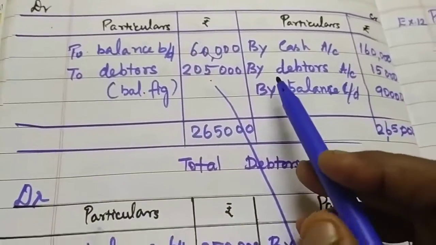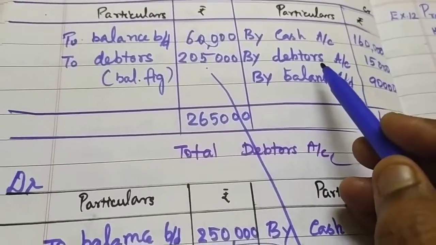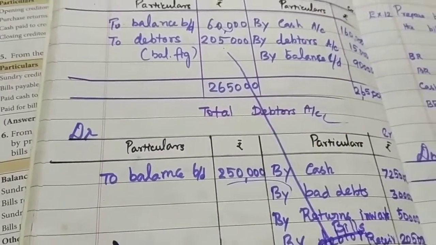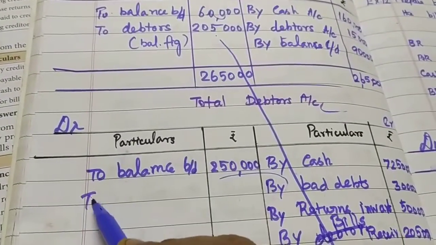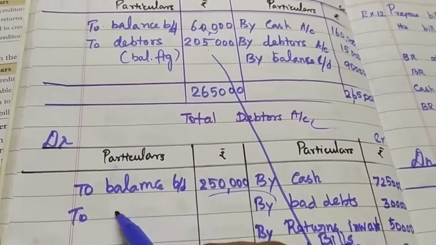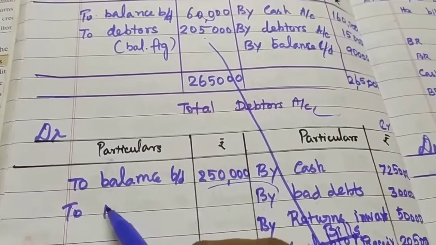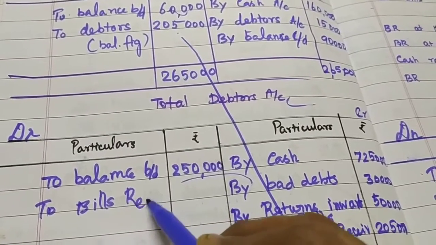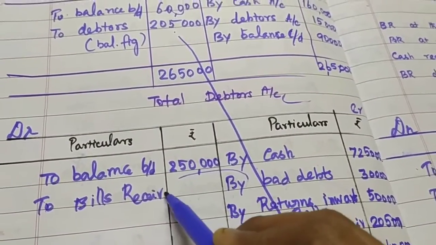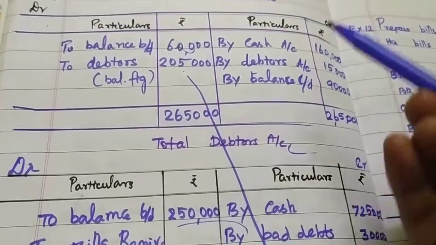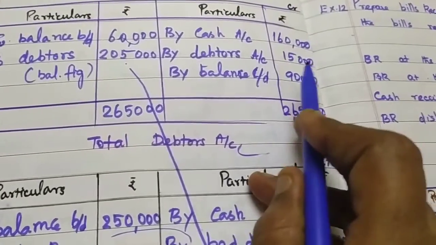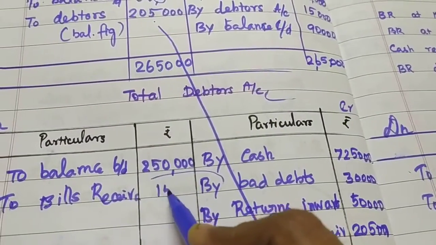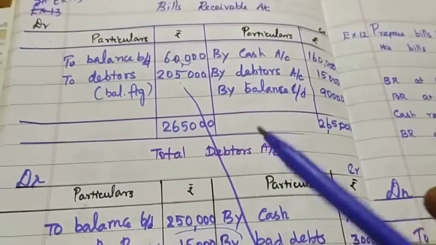And then on the credit side, debtors is there. This will come on the debit side. As per the journal only we are posting. So here in the debtors account we have to write bills receivable. We will not write bills receivable in the bills receivable account and debtors in the debtors account. We will write the other aspect only. So this is 15,000.